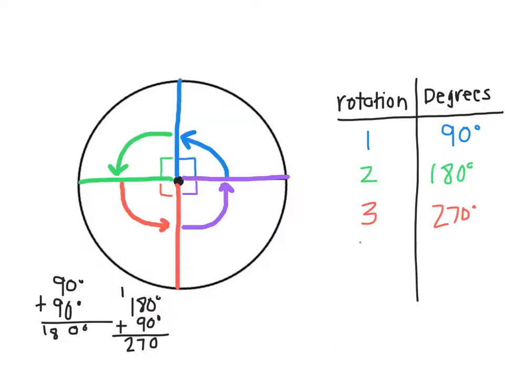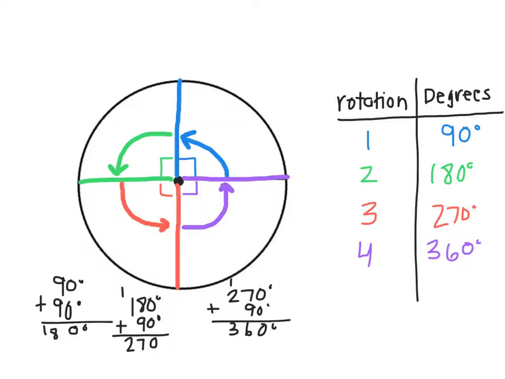This is our fourth rotation. So let's quick add. We were at 270 degrees. We added another 90 degrees. 0 plus 0, 7 plus 9, and 2 plus 1. That gets us to 360 degrees, or a full circle, a full rotation.